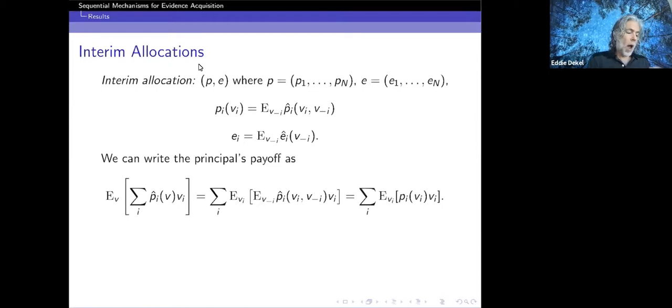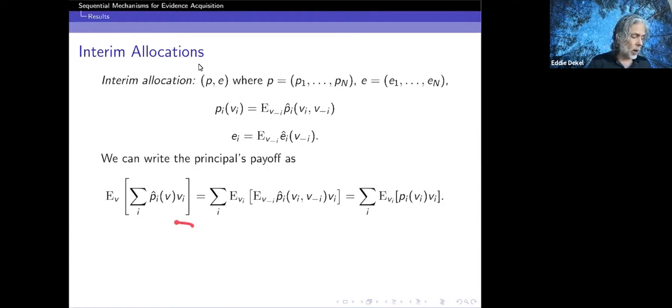I want to point out that once we've translated everything to the interim, we can translate all the constraints and the objectives to the interim as well. So if we knew what the set of interim allocations are, what the feasible set is, we could try to solve the problem from the interim perspective.